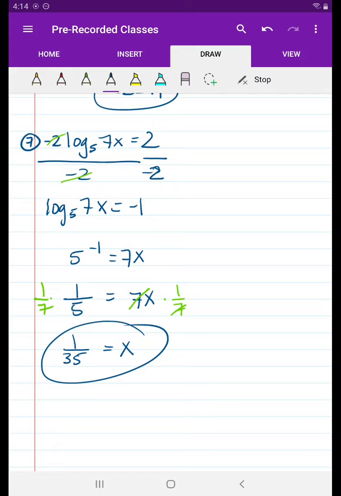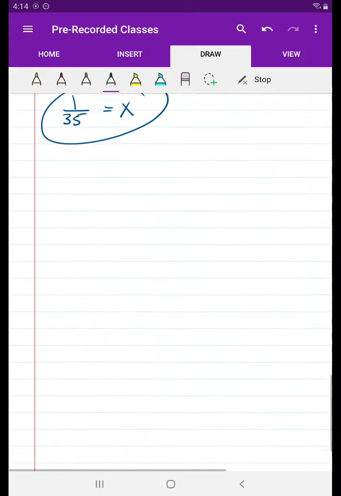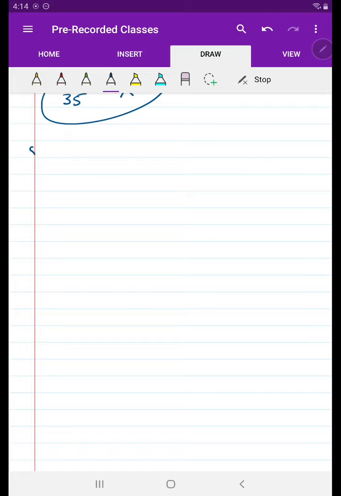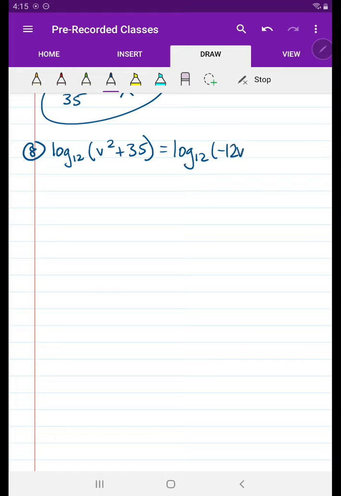Going on to number 8. So for number 8, I have log base 12 of v squared plus 35 equals log base 12 of negative 12v minus 1. And so what I'll do here, well, I only have one log on either side, so I can clear my logs and rewrite an equation without them. So that'll give me v squared plus 35 is negative 12v minus 1.